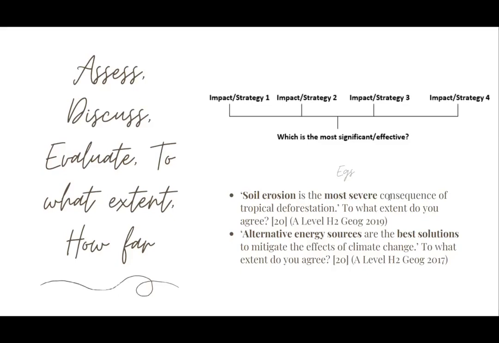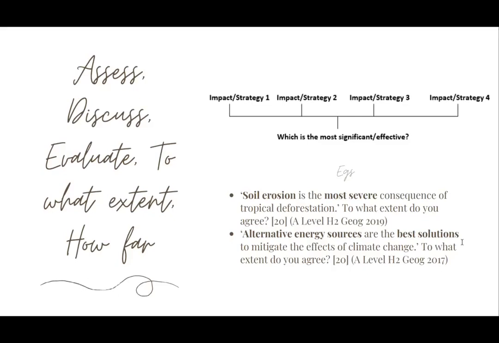This can also be seen in questions on impact or strategies. So for example, soil erosion is the most severe consequence of tropical deforestation. To what extent do you agree? Here you look at the given impact, soil erosion, but you also need to compare with other impacts and weigh which impact is the most severe. Similarly here, alternative energy sources are the best solutions to mitigate the effects of climate change. To what extent do you agree? The given strategy is alternative energy sources, but you need to weigh against other strategies to see whether it really is the best solution out of a range of strategies.